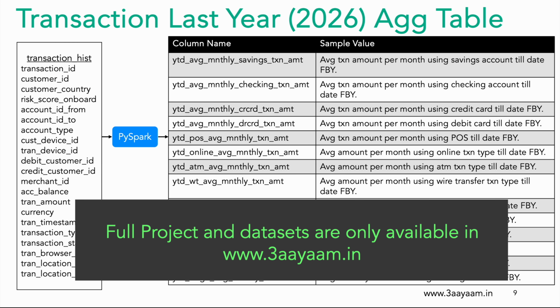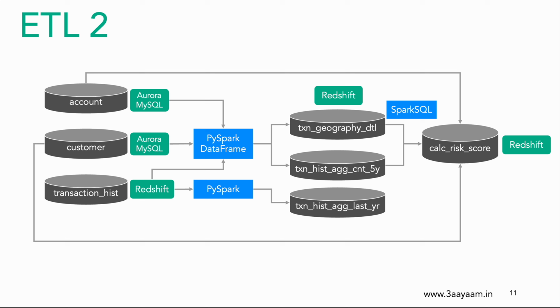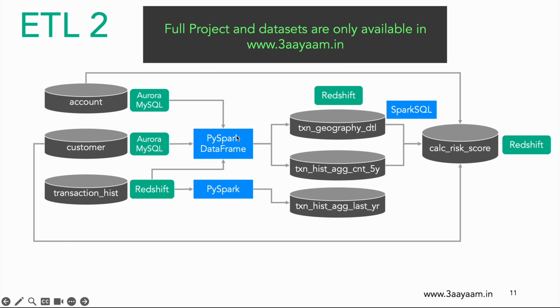So there are only a few source tables, but so many target tables. So the ETL would be a little different. And that is the part 2, which is ETL 2. Now here what you have to do, we have account table in Aurora MySQL, customer table also in Aurora MySQL, and transaction history table is there in Redshift. So you'll have to read from these 3 tables using PySpark data frame and then load it to 2 tables, which are transaction geography detail table and transaction history account count 5 years table.